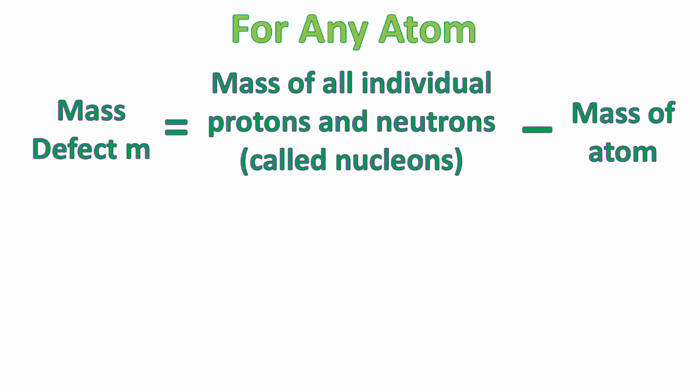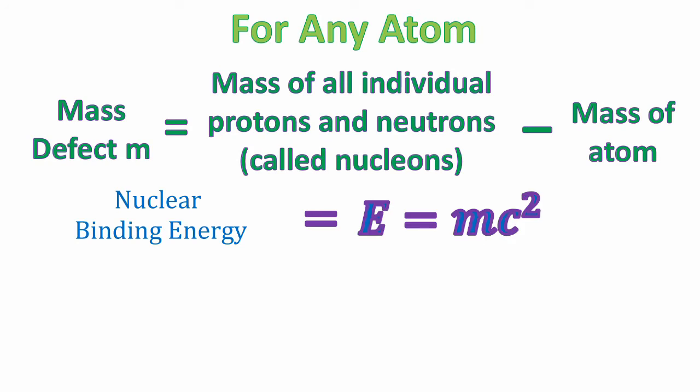So we can understand that when any atom is formed, the mass of the atom will be less than the masses of the individual protons and neutrons. So to get the mass defect for the formation of any atom, we subtract the mass of the atom from the mass of the individual nucleons. When we substitute the mass defect into E equals mc squared, we will get the energy released in the formation. This energy is called the nuclear binding energy.